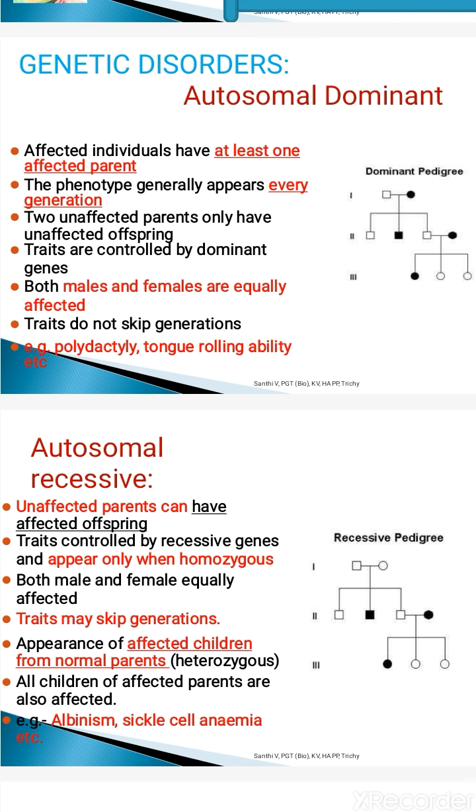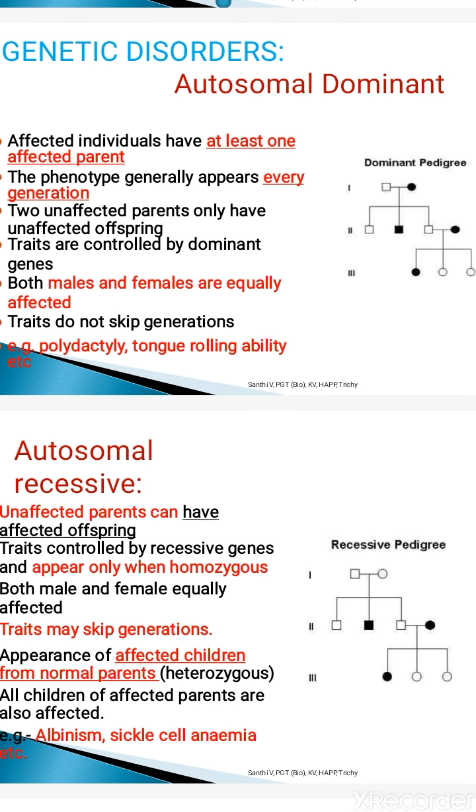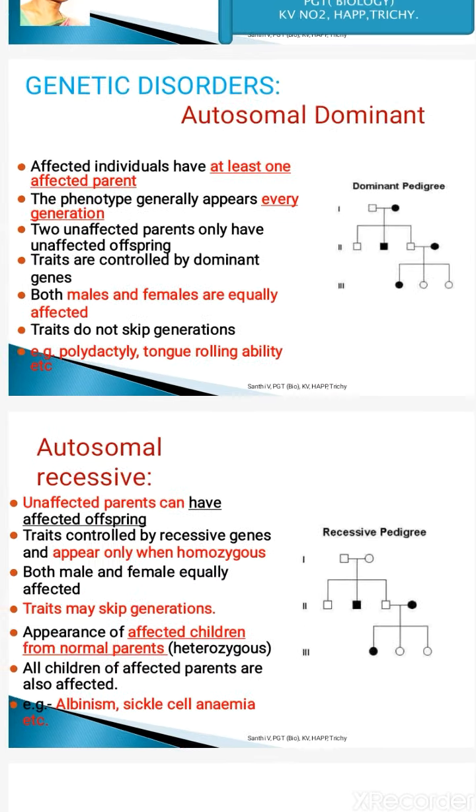So if you observe that any one of the parents has polydactyly, and if they are homozygous dominant, all the children will show polydactyly. If they are heterozygous, some may show it, some may not. So from there we can easily find out. Then rolling of the tongue, the rollers and non-rollers, is also the same way, an autosomal dominant trait.